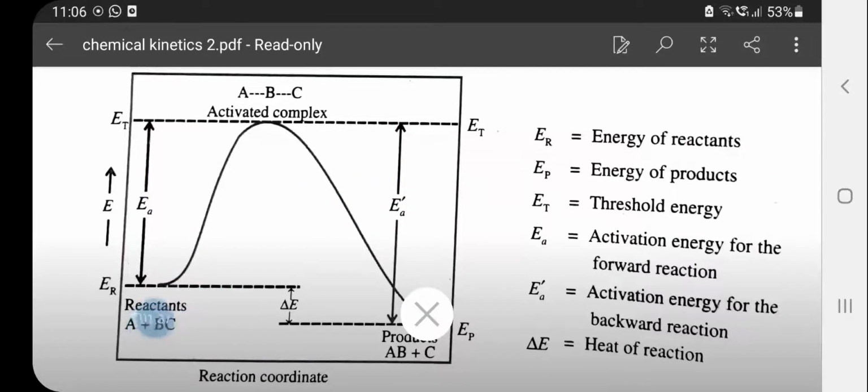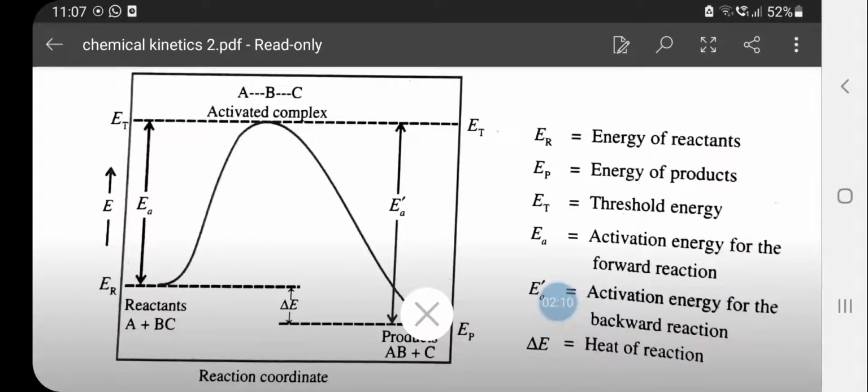The reactants will have some threshold energy, known as ER, the energy of the reactants A and B. It should acquire an amount of energy known as the activation energy EA, so that it will be converted into an activated complex ABC. After that, the extra energy is liberated and the activated complex will be converted to the products AB and C.